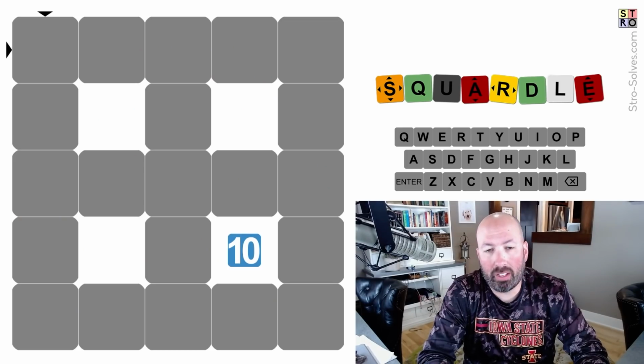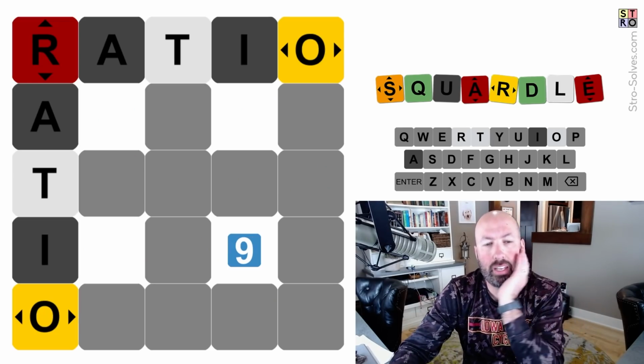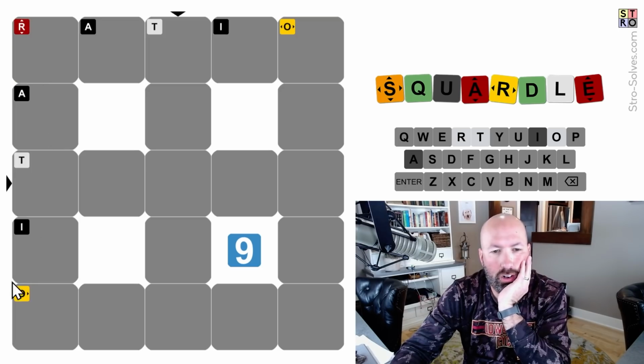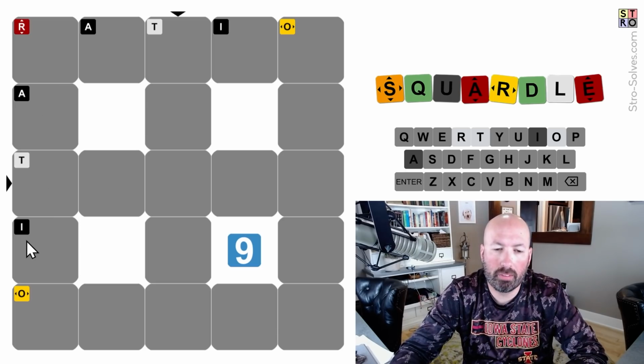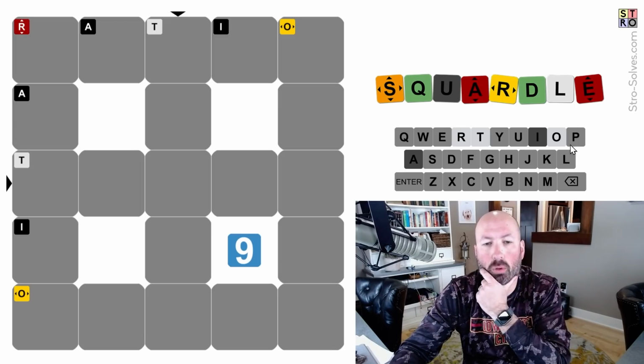I know a lot of people like to start with the word ratio. My oldest son starts with the word ratio every day. So let's do ratio, why not? Okay, so there's an R in the first column, but not in the first row. There's an O in the first row and the last row, but not the first column or the last column.